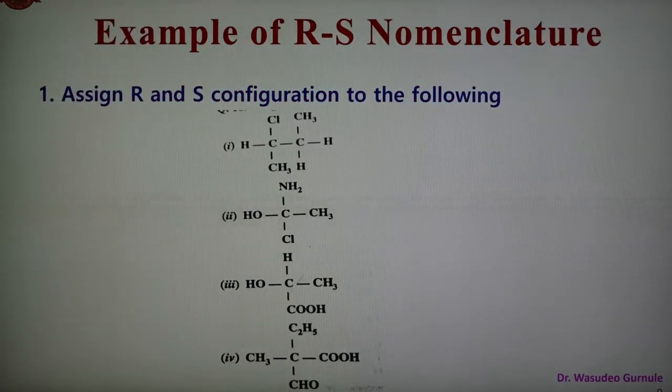So based on all these rules and steps of the RS nomenclature, now assign R and S configuration to the following organic compounds. Numbers 1, 2, 3 and 4 are given here. We have to find out whether they have R configuration or S configuration.